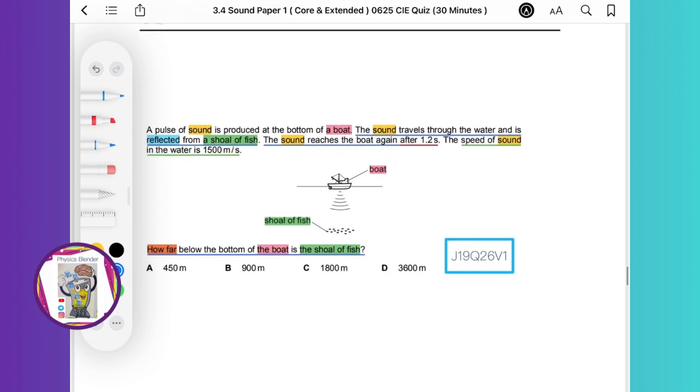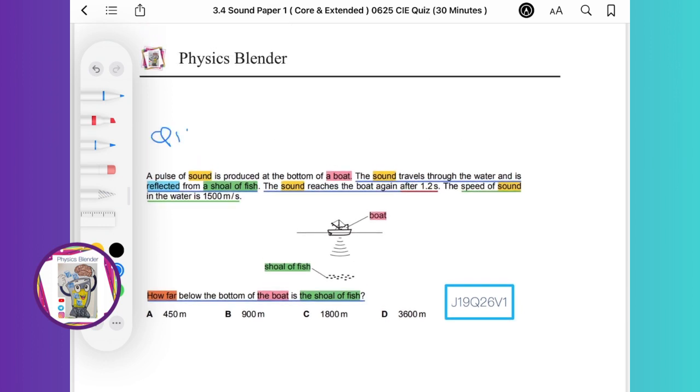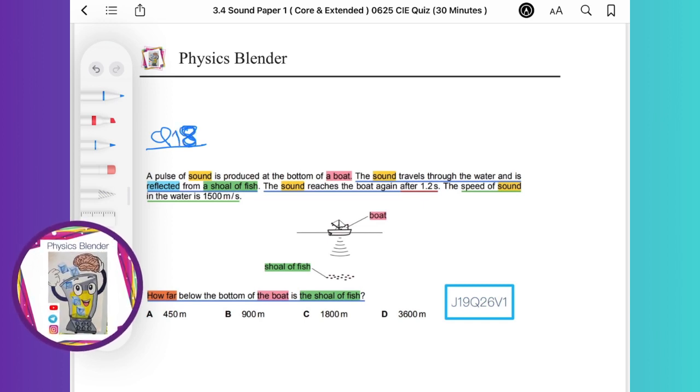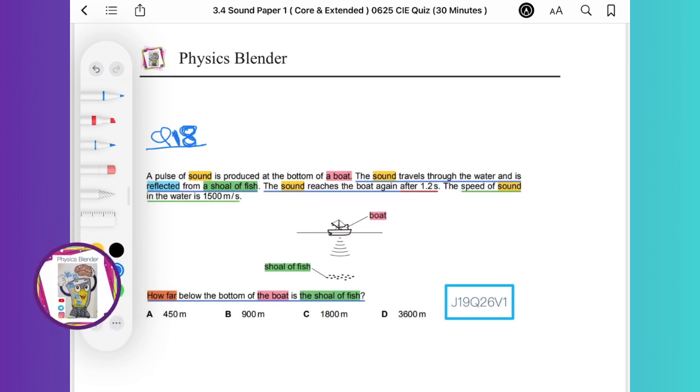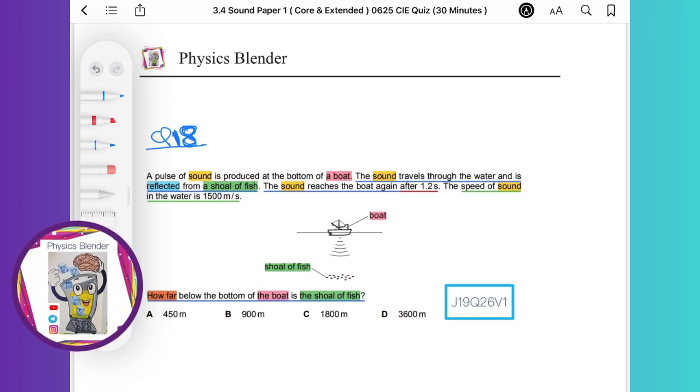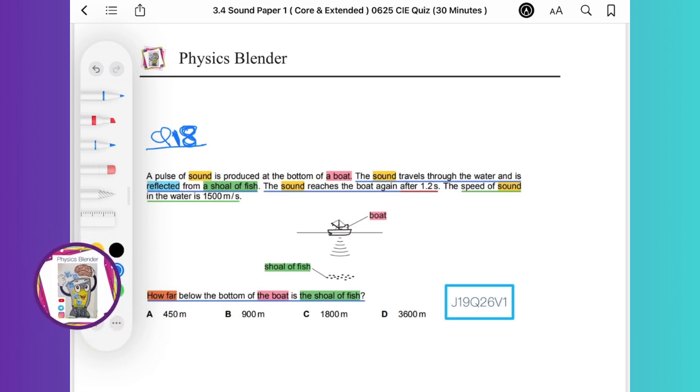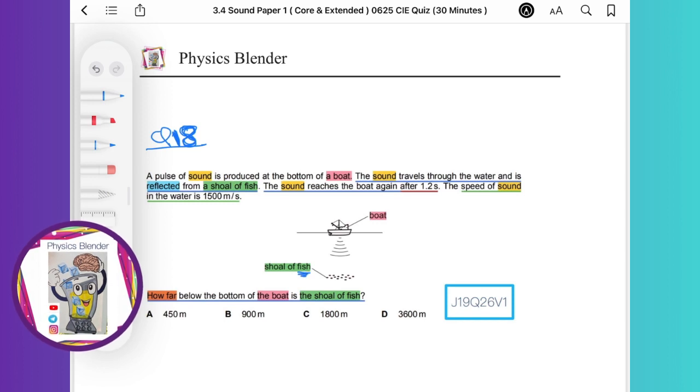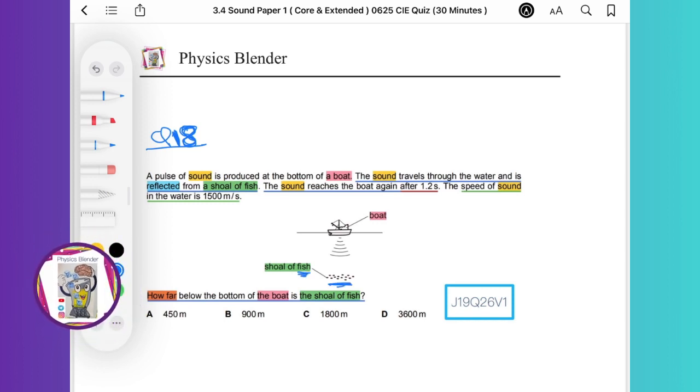Let's move to question 18. Here we have one of the uses of echo in our daily life. A pulse of sound is produced at the bottom of a boat, and the sound travels through water and is reflected from a shoal of fish. This is how they can know if there is fish in this location or not. How far below?